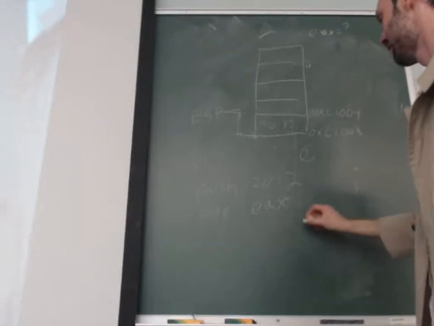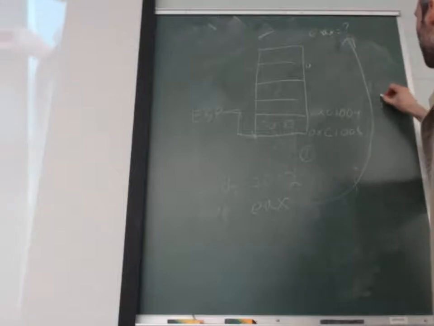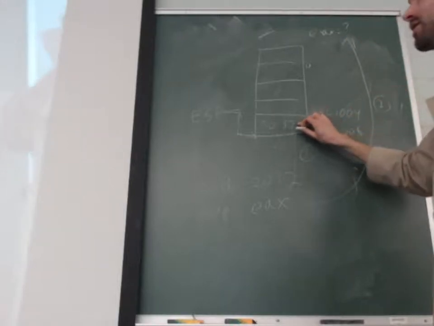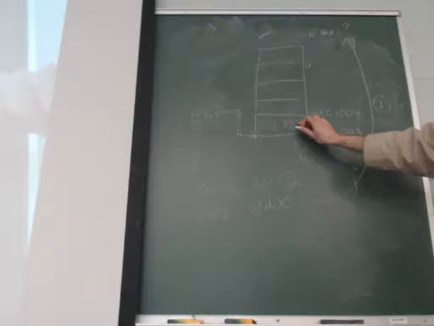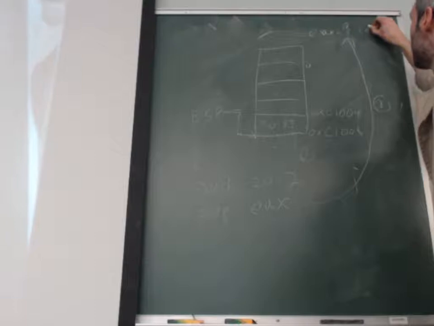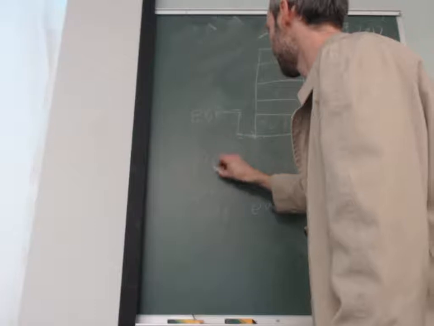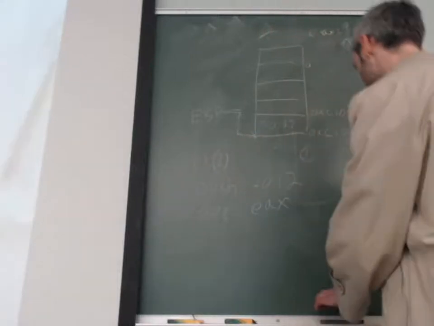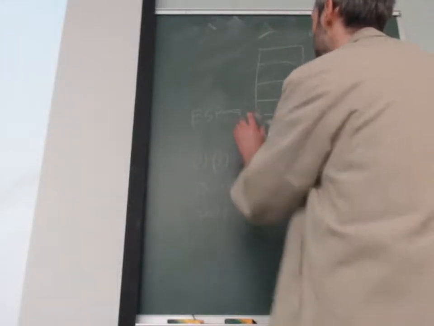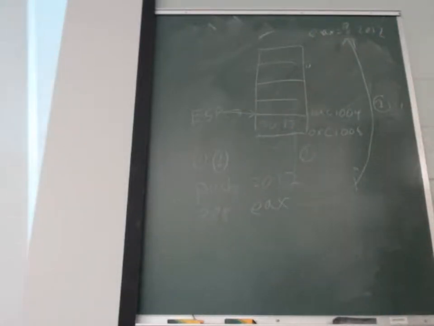EAX equals, we'll say right now, I don't know. So when you're going to pop into it, step 1 is to put that value in. What's the value that ESP is currently pointing to? 2012. So we're going to take that and change it to 2012. That's step 1. Step 2, again, is to take ESP and then move it back to here. So, what's the value of ESP after the pop instruction?